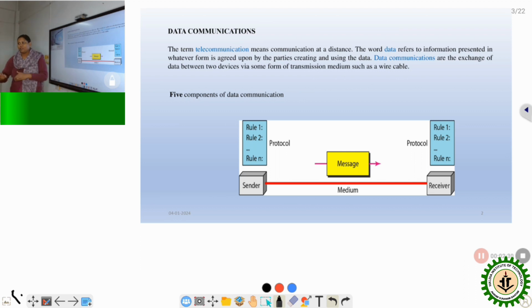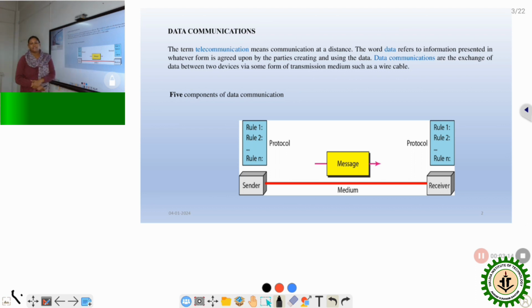To perform any data communication, we require five basic components, which are shown in this diagram. The first one is the sender. Sender means the source end, the one who sends the data to the other end. The second one is the receiver. The receiver is the one who accepts the data. When the sender sends the data, after some delay the receiver accepts it.